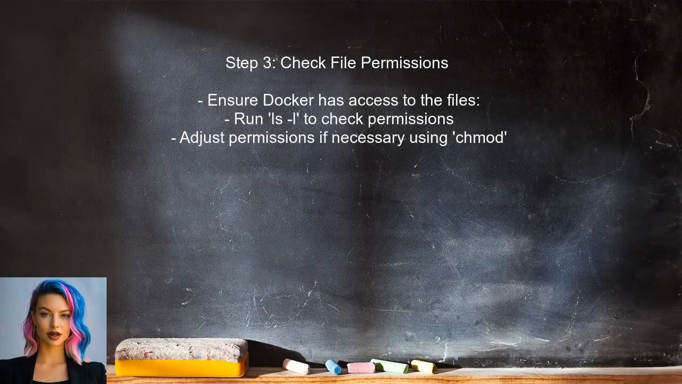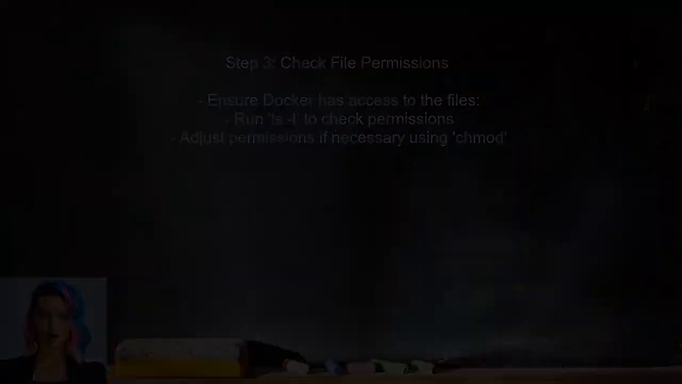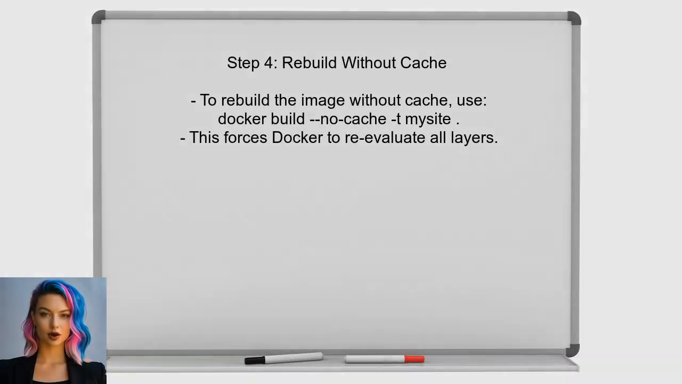After correcting the build command, the user should ensure that the Docker daemon has access to the files in the specified directory. They can do this by checking the permissions of the files. Finally, if the issue persists, the user can try rebuilding the Docker image without using the cache. This can be done by adding the --no-cache option to the build command.